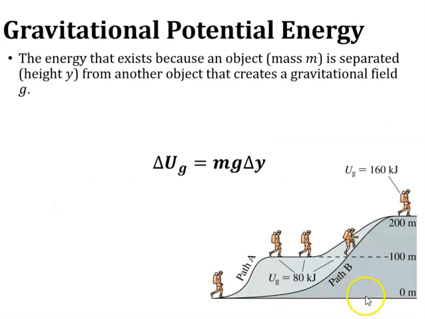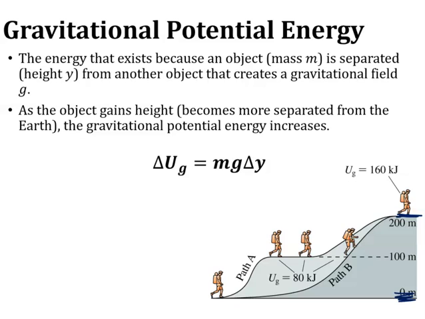The gravitational potential energy is the energy that exists because an object with mass is separated by a height above another object that creates a gravitational field. Basically, what that means is that gravitational potential energy comes from the person being above the ground, and generally also because of the ability to change that height. As the object gains height, becomes more separated from the Earth, the gravitational potential energy increases.